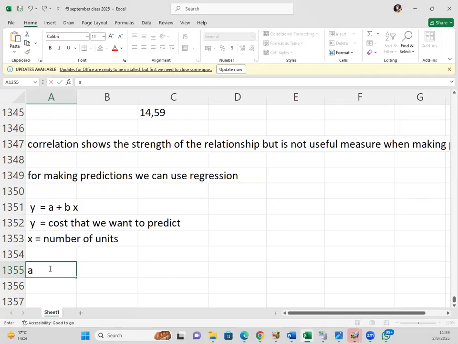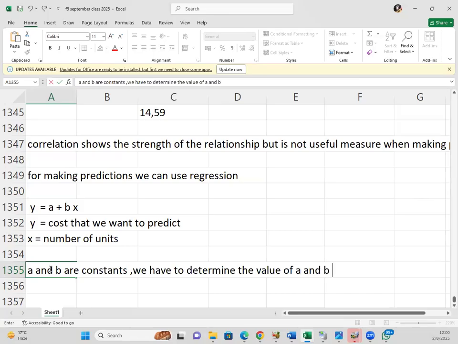So A and B are constants, or numbers. We have to determine the value of A and B.